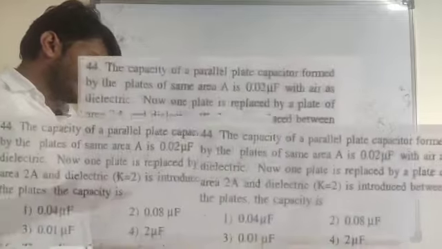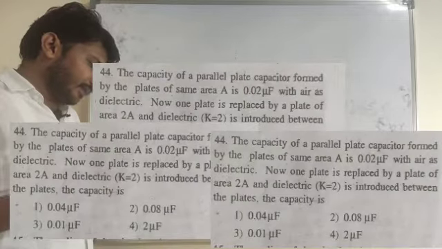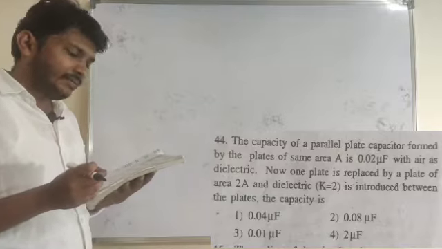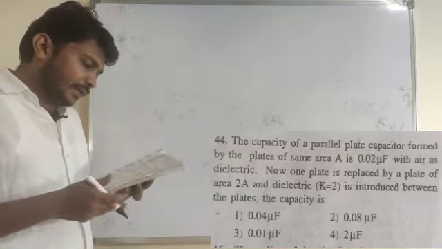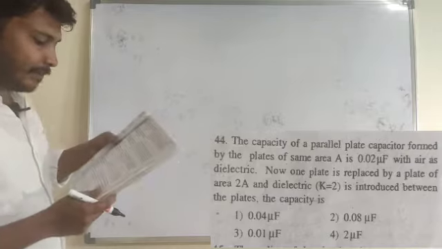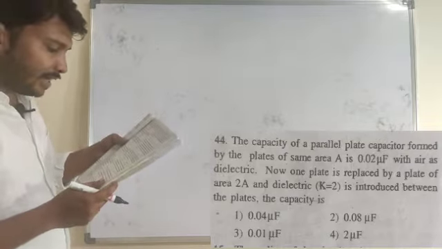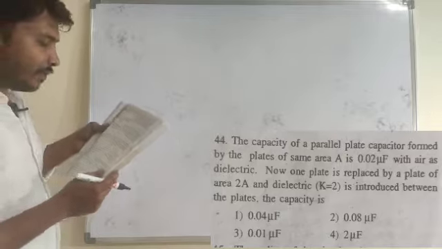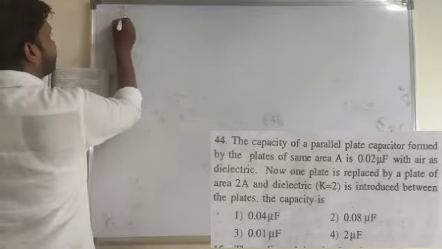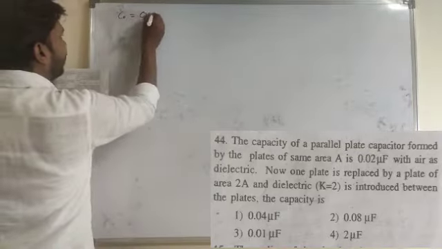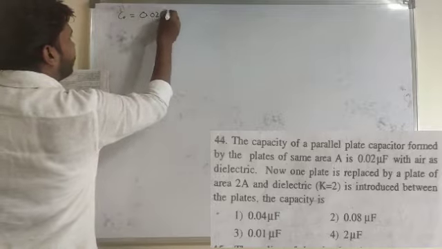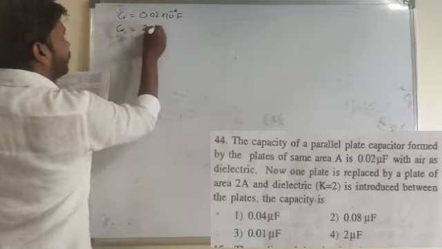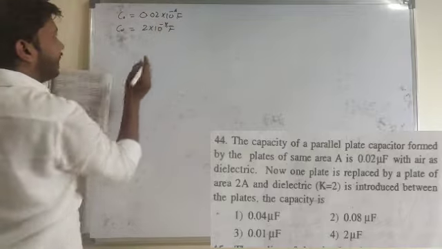The capacitance of a parallel plate capacitor formed by plates of the same area A is 0.02 microfarad. So the C naught value is 0.02 microfarad, which means 10 to the power of minus 6 farad, so C is equal to 2 into 10 to the power of minus 8 farad.